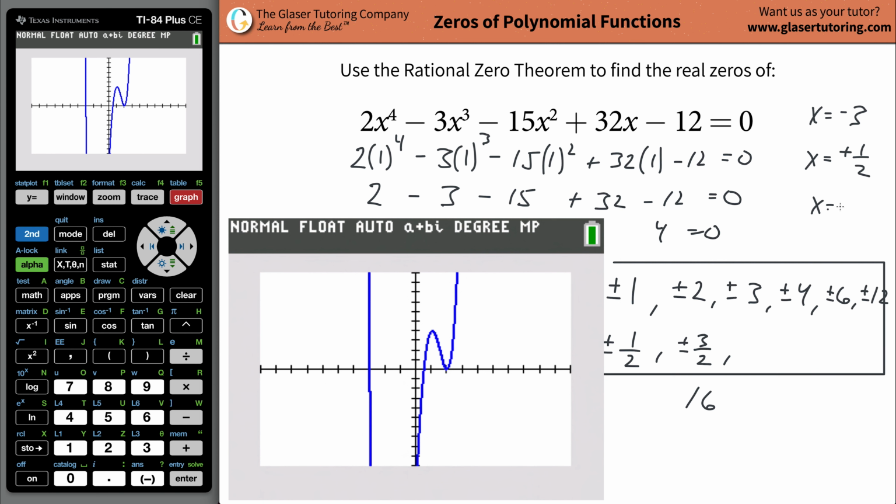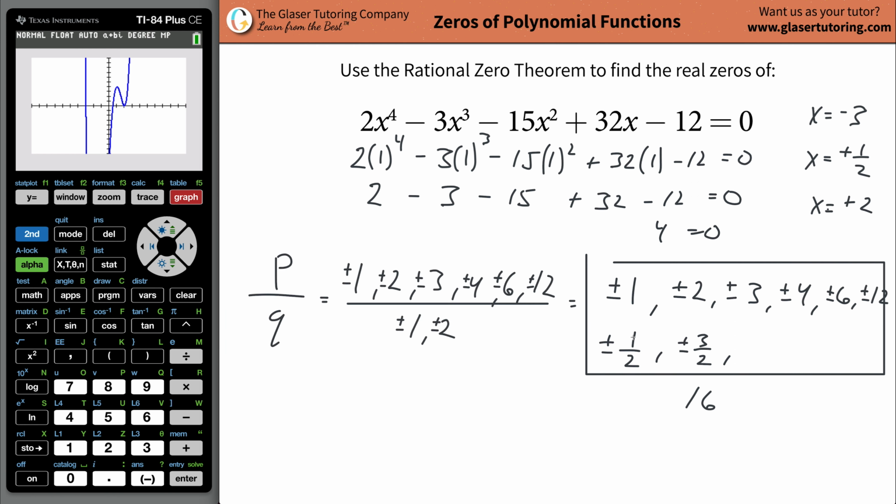So let's check that out. Positive 2. Okay? So now, are these values listed in this list of values? Yeah, they all are. That so happened to work out that way. So this is a -3 and the -3 is here. This is a positive 1/2, that's here, and this is a positive 2 and that's over here.